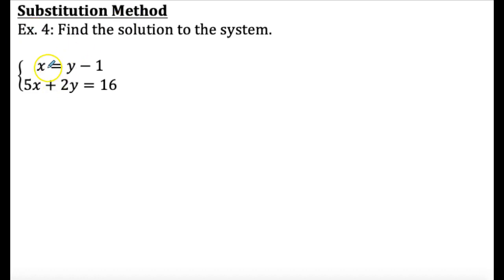And we would use this method whenever I see one of my equations solved for one of the variables. Okay, so the idea here is I can take what x is equal to. So x is equal to y minus 1. And I can plug that in place of x in the other equation. Okay, so I'm just going to say 5 times (y minus 1) plus 2y equals 16. And now I have an equation in one variable that I can solve.